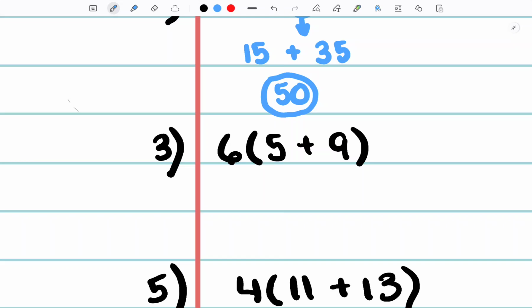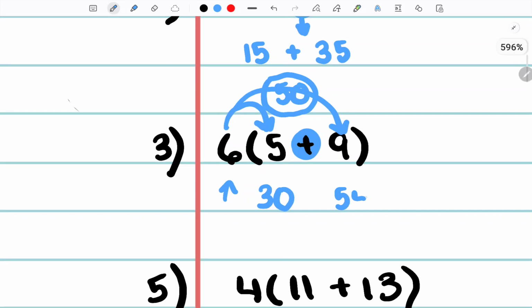Okay, number 3. The fishing rod, or the number that's outside of the parentheses, is 6. So we're going to go ahead and do the distributive property. I'm going to go a bit faster now since we got the hang of it. So 6 times 5 is 30. Okay, don't forget that plus sign, so that means it's a positive 9. So 6 times 9 is 54.